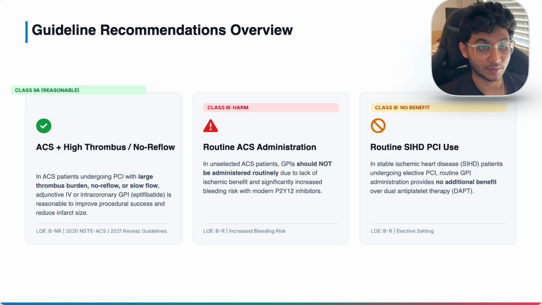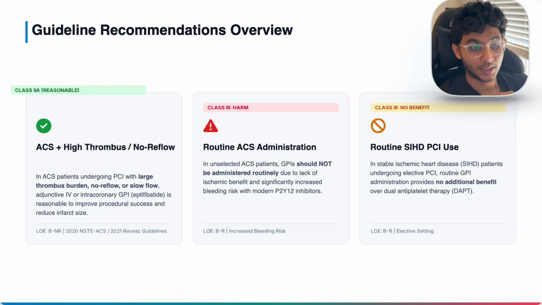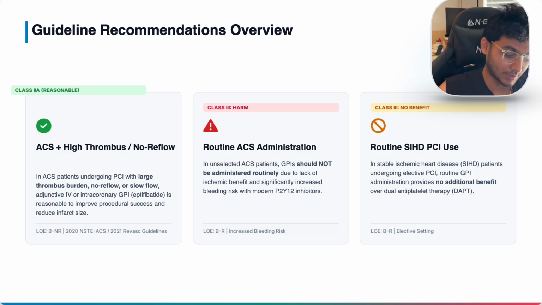The Class III harm is when you have an ACS patient but no such complication is occurring during the PCI procedure, then administering the Eptifibatide in those cases has more harm of bleeding than providing any real benefit. And obviously for your stable ischemic heart disease patient, for whom you're doing an elective PCI, there's no role for Eptifibatide in those cases. You can continue them on the DAPT therapy, which is again standard of care.